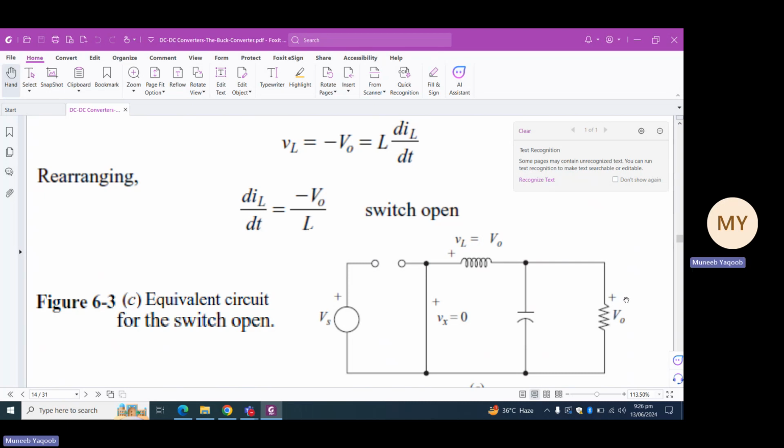Now again, if we apply KVL on this outer loop other than the source voltage loop, we can write 0 plus VL plus Vout equals to 0. And hence we get an answer that is VL equals to minus Vout. Again, since VL is the inductor voltage, and we know that from elementary electrical engineering, VL is L dI by dt. So we can write minus Vout upon L equals to di by dt.